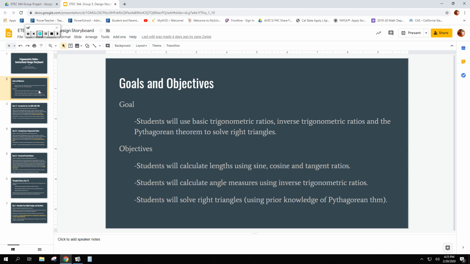Our objectives, specifically: our students will calculate the lengths of those sides of the triangles using sine, cosine, and tangent ratios. They'll also calculate the angle measures using inverse trig ratios. And then again, they'll solve the right triangles using trig ratios and inverse trig ratios, as well as prior knowledge of the Pythagorean theorem.